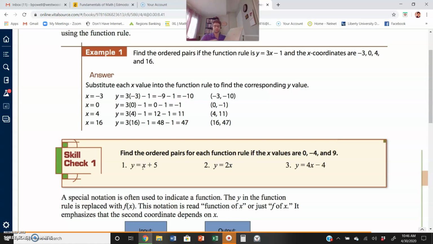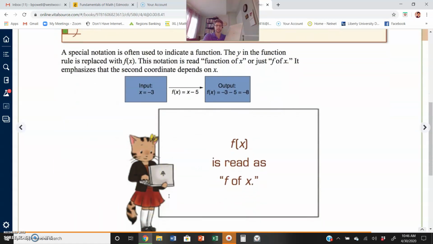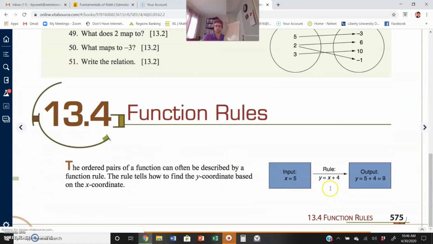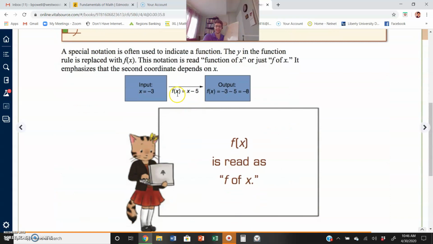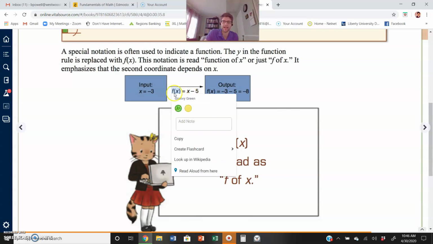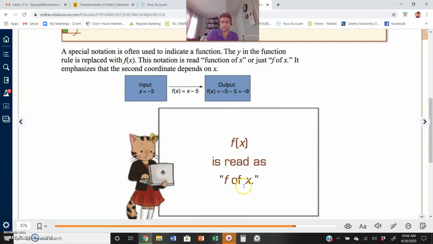Look at the next example at the very bottom. It says, sometimes we are not told y equals an equation. Notice the difference between this and the other page. The other page we saw y equals x plus 4. But here it says f parentheses x equals x minus 5. Now this is the same exact thing. Instead of y, we have this weird notation. In fact, we read it f of x. So the way you read this is f of x is equal to x minus 5.